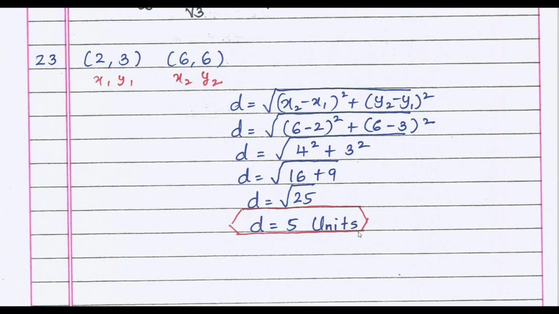Question number 23, finding the distance between the points 2, 3 and 6, 6. Using the distance formula, d equals square root of x2 minus x1 whole square plus y2 minus y1 whole square. We get d equals 5 units. The distance between the points is 5 units.